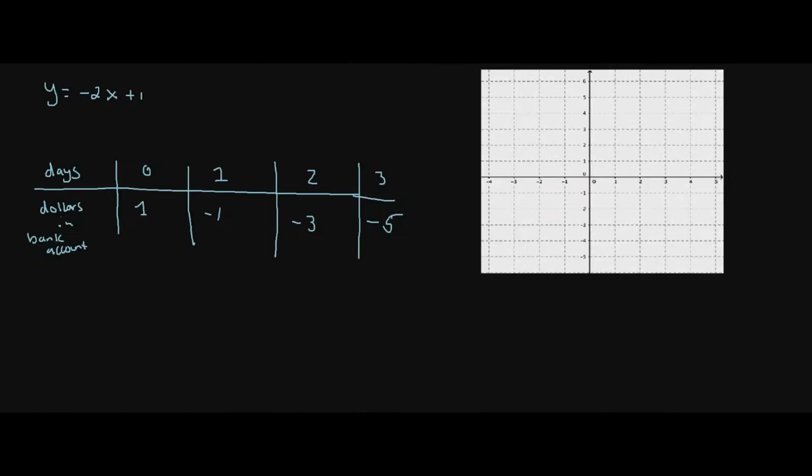So let's look at another scenario with a negative slope. I changed up this scenario a bit to make a little more sense, right? So here's all the days that passed by, and this is dollars in your bank account. So let's say you started off with $1 in your bank account. Well, you got a late fee.